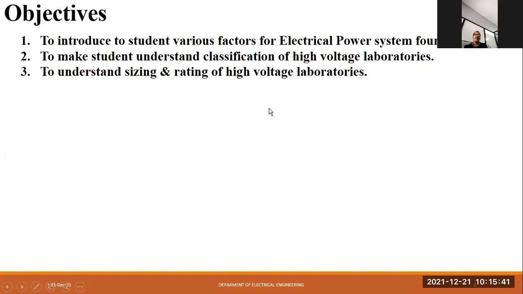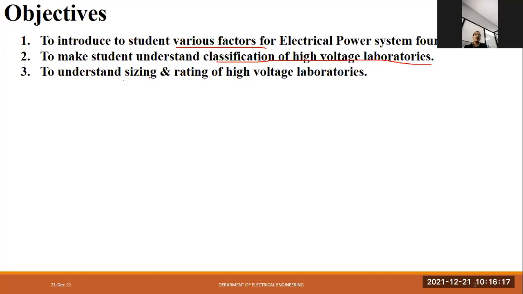So again, we'll discuss the objective for this unit. The first thing is to introduce various factors for electrical power systems: what kind of parameters and factors we will think about and understand. Then, to make students understand the classification of high voltage laboratories as per sizing, small scale, medium size, and largest size, as per their sizing there will be a classification of high voltage laboratories.